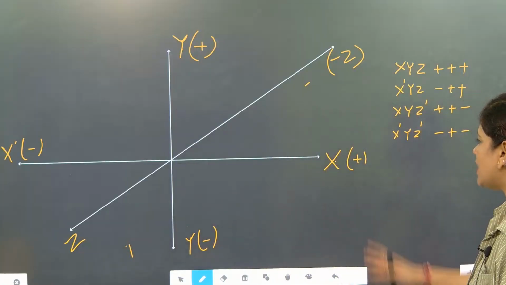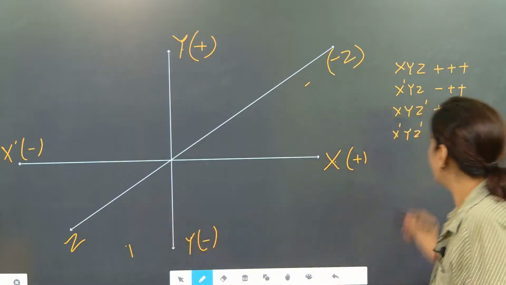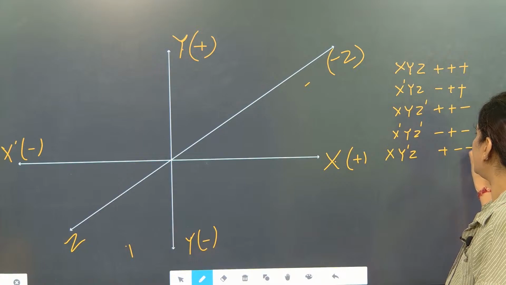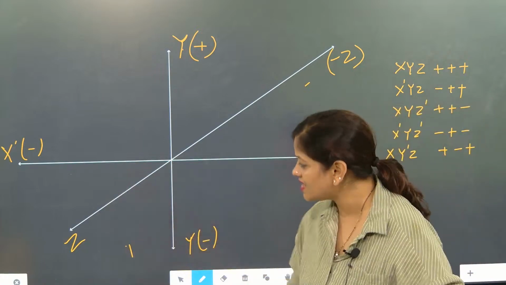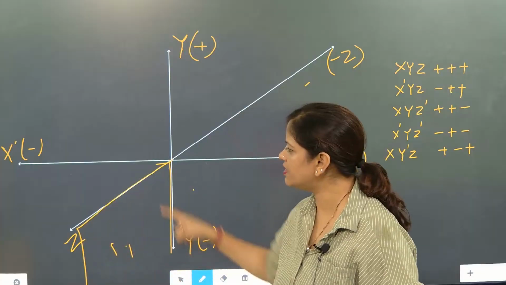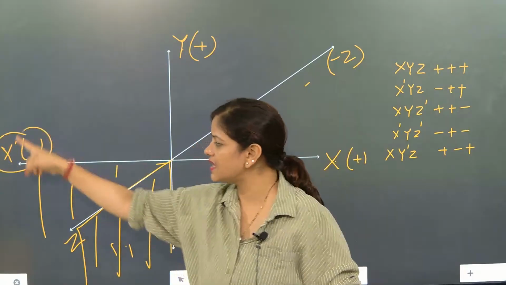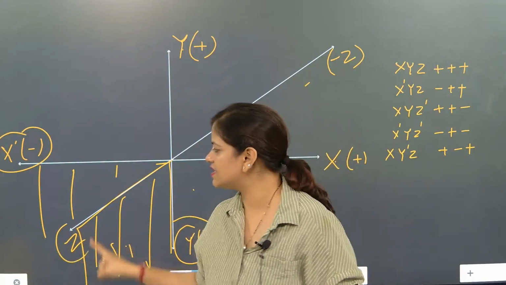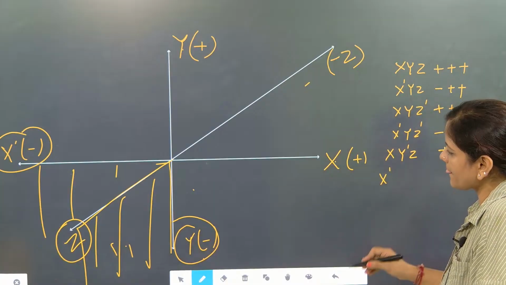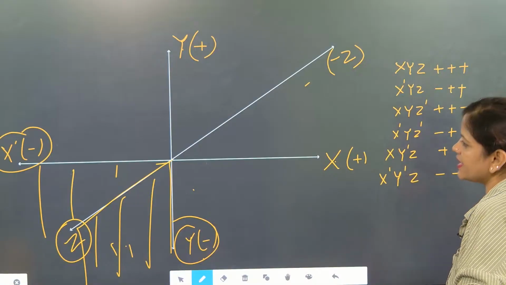Understood? Now if we go downside, here x is positive, y is negative and z is positive. So what will we write? x, y dash, z. So plus minus plus. If we go that side, you check it yourself, this corner room. If somebody asks you how you are going to draw this part, here x dash is negative, y dash is negative and z is positive. So what are you going to write? x dash, y dash and z: minus minus, and it comes as plus.